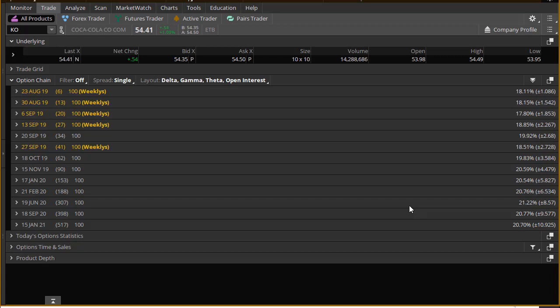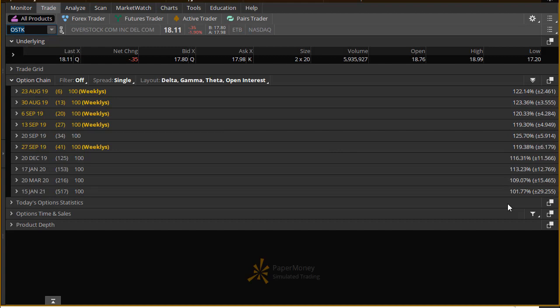Take something like OSTK. What do you think of this implied volatility? So what that means is that stock has the possibility of moving 120 plus percent up or down from where it is, according to the way the options are being traded. It's highly volatile, and that means there's high extrinsic value in those options.